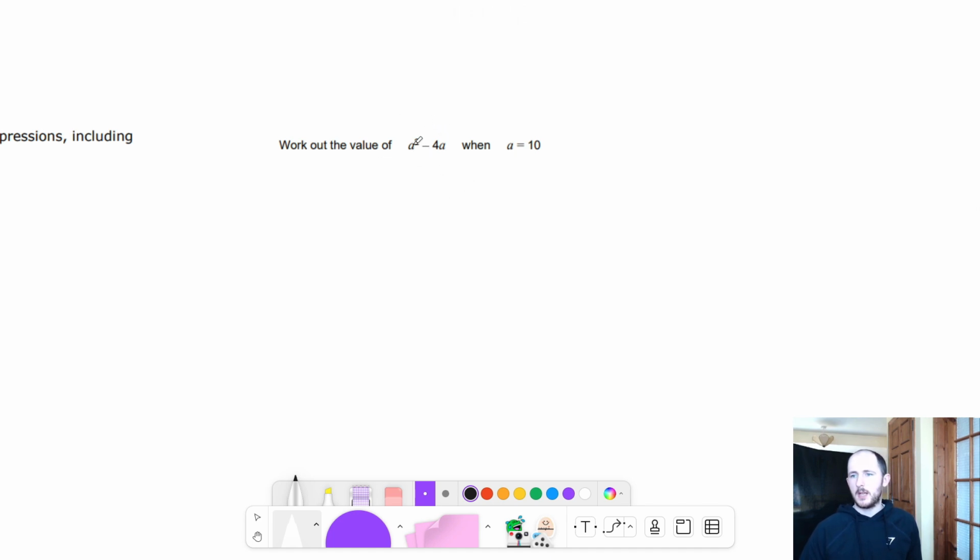Okay? So, everywhere I see a in this expression, I'm going to replace it with 10 in brackets. So instead of a, I'm going to put 10, and the squared is still there because I'm only replacing the a. Minus 4 times 10. Make sure you use brackets because, again, even sixth form students make mistakes when they substitute numbers in, believe it or not. And again, even on your calculator, use brackets because calculators can be a bit stupid sometimes. 10 squared is 100, minus 4 times 10, which is 40. So my final answer is 60. Nice and easy.